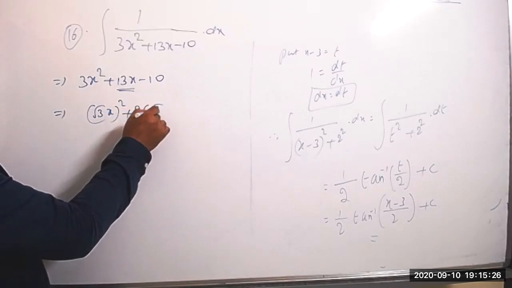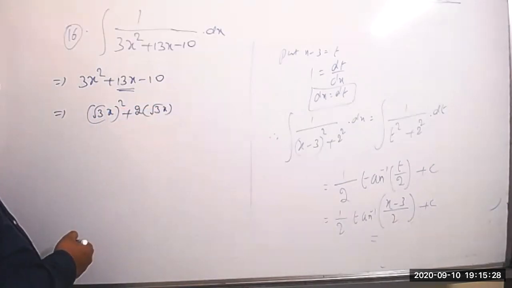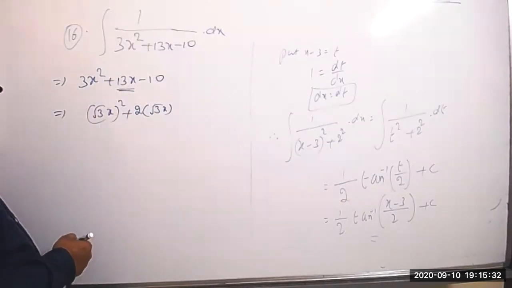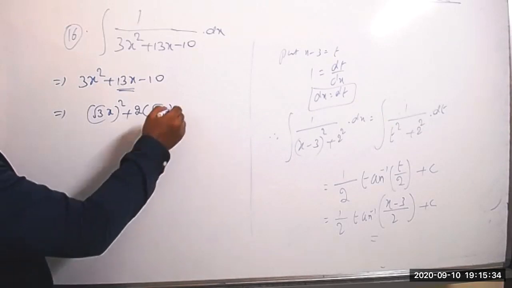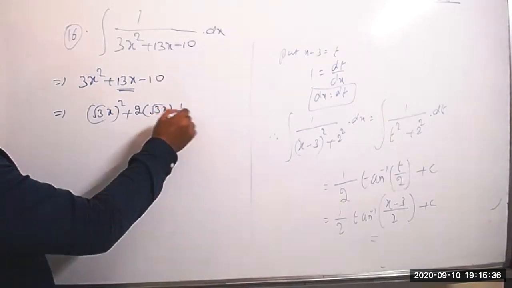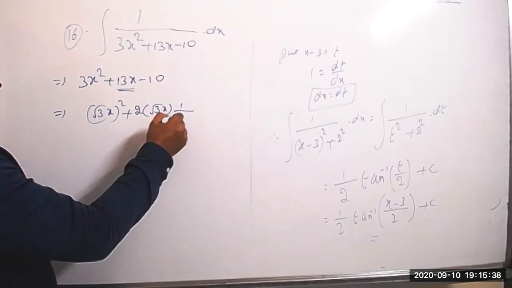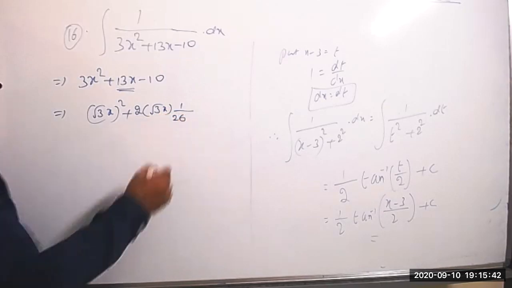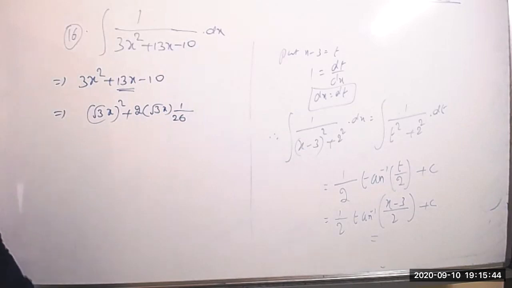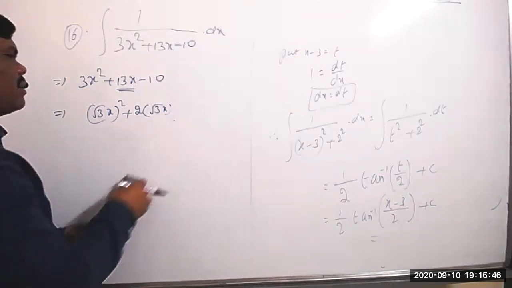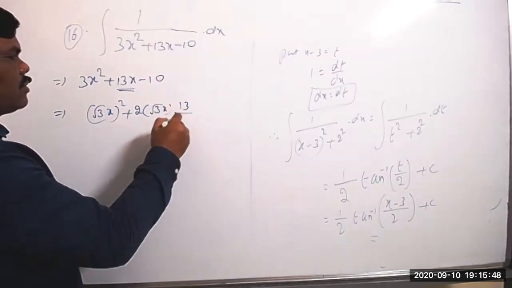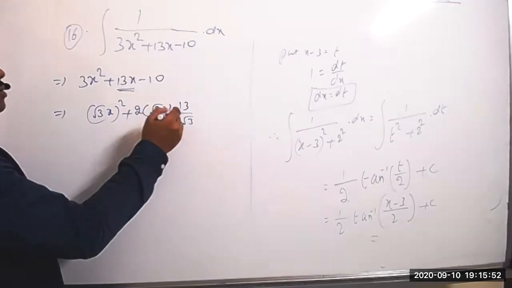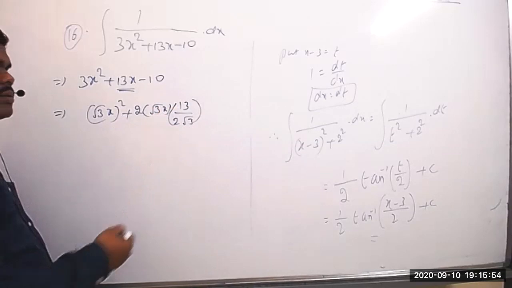2 into root 3x, but here we actually require 13x. How do we get 13x here? Clearly, you have to write 1 by 26... sorry, 13 by 2 root 3. 13 by 2 root 3: these two will be cancelled and these two also cancelled. This is the value of b.